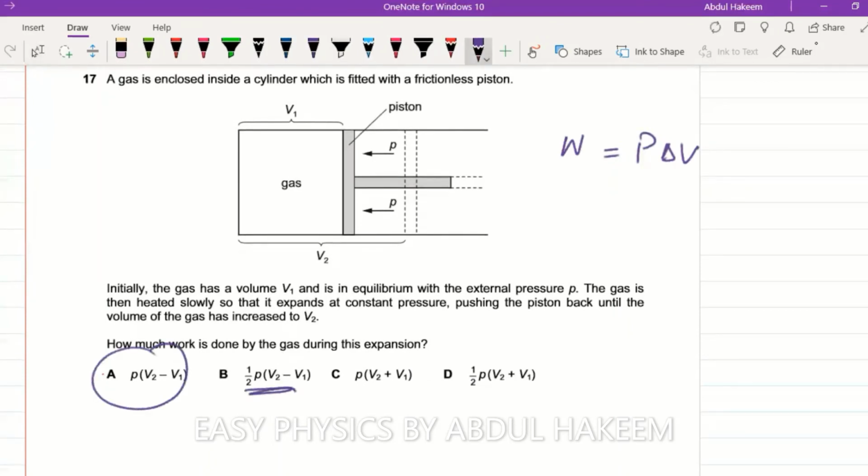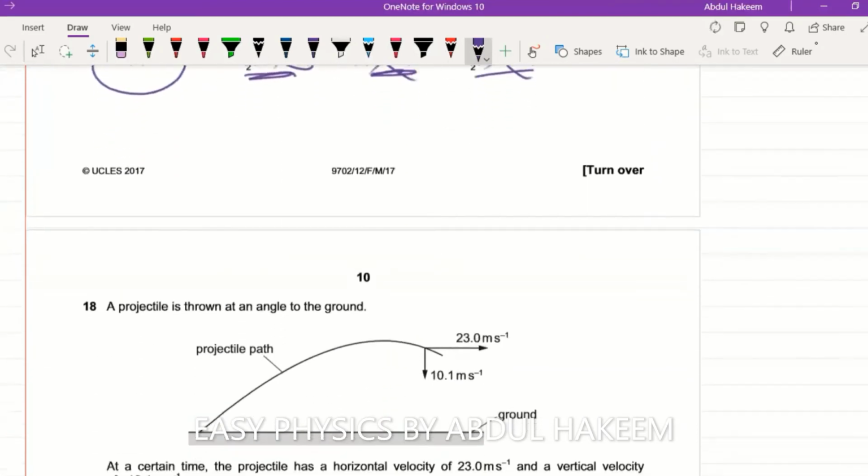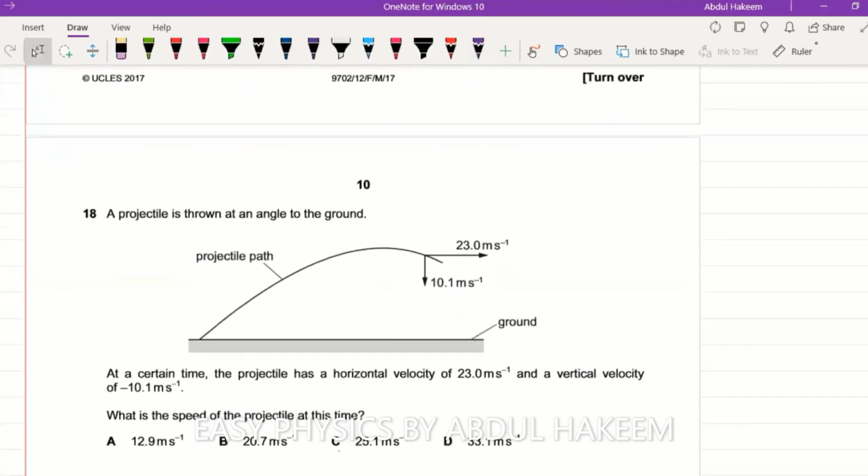This is not the half. Here pressures and volumes are added. So here, no half. So these are not the answer. The answer is pressure multiplied by change of volume. Now move to the next question.